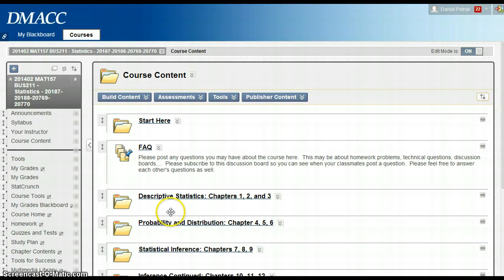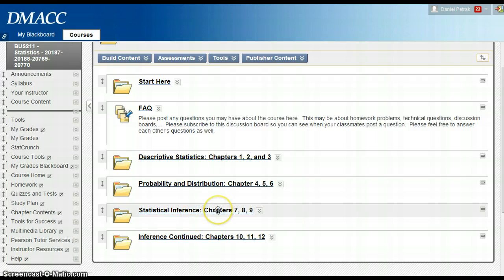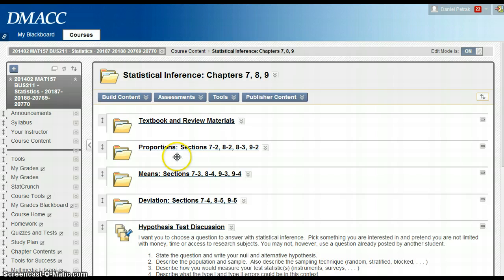We are in the thick of statistical inference here in chapters 7, 8, and 9. Before spring break, we did our work on proportions, one and two proportions, hypothesis tests, and confidence intervals. This past week, we worked on means of one sample, two samples, confidence intervals, and a hypothesis test, and also paired data. And we introduced the t-distribution. This week, we are going on to deviations.